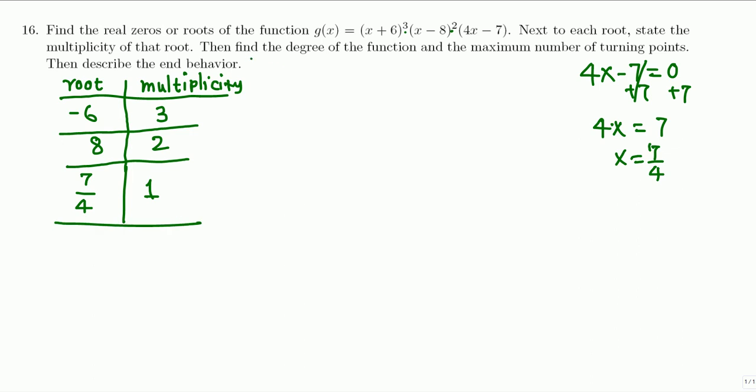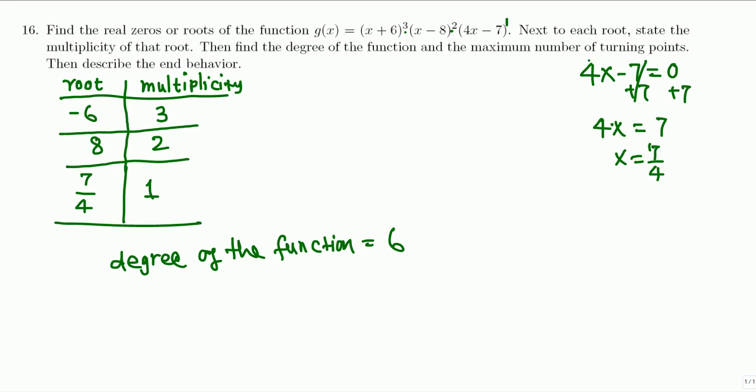Then it says find the degree of the function. What is the degree of this function? We can add the multiplicities: 3 plus 2 is 5, plus 1 is 6. Or we could have gone here: this is 1 plus 2, 3, 3, 6. If we multiply all the terms out, the highest exponent will be 6, x raised to the 6th power. So that's why the degree is 6.